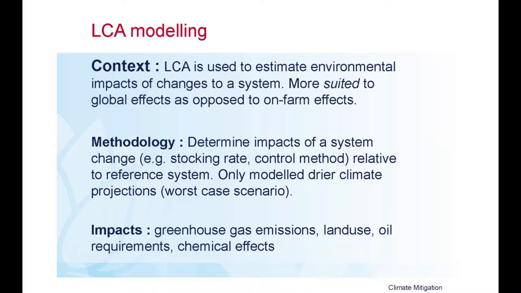The main thing here is Warwick presented two, a wetter and a drier, forward climate projections. I've only looked at the worst case scenario, which is the drier climate. I didn't have time essentially to do the wetter one. And importantly, we're looking at the impacts of a change to a system. And they might, in this instance, be stocking rate, control method, but also pasture perenniality. And it's all relative to what we've called the reference system, which is the system without any serrated tussock. So what happens after that invasion, and then we start making decisions about control.